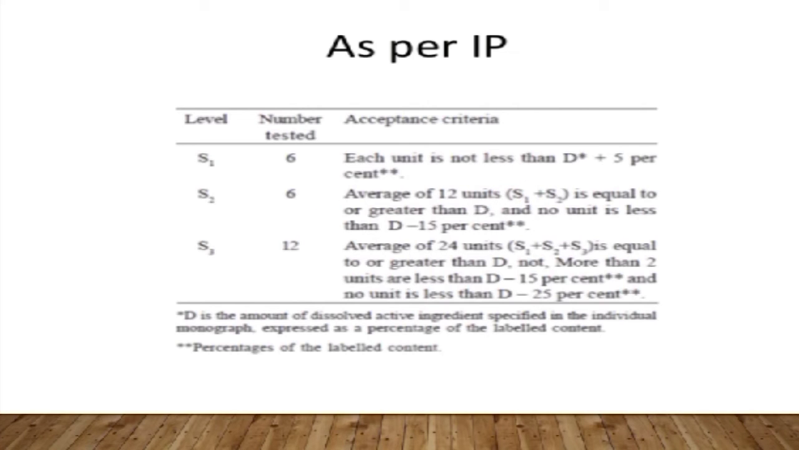That is, if D is 50, 50 minus 15 is 35, and no unit should be less than 35%. If this criteria is fulfilled, the test will pass. If not, go for stage 3. In this, an additional 12 tablets are taken. An average of 24 units, that is S1 plus S2 plus S3, is equal to or greater than D.